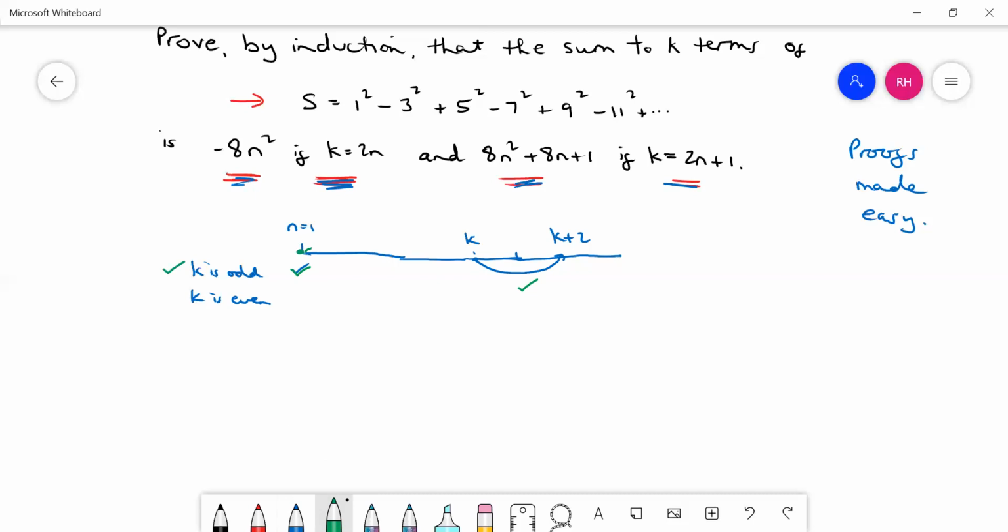So that will then do the k equals odd case, and then we'd have to do a k equals even case as well. So I'm just going to do the k equals odd case, because otherwise the video will be too long.